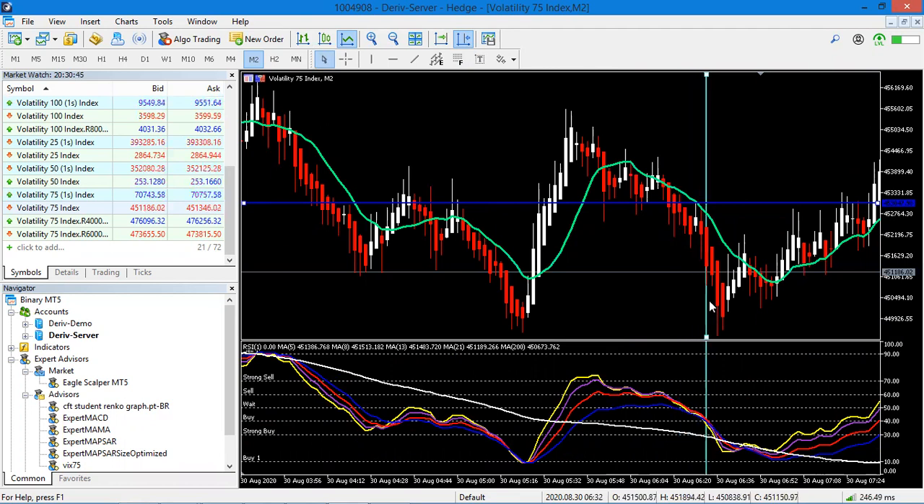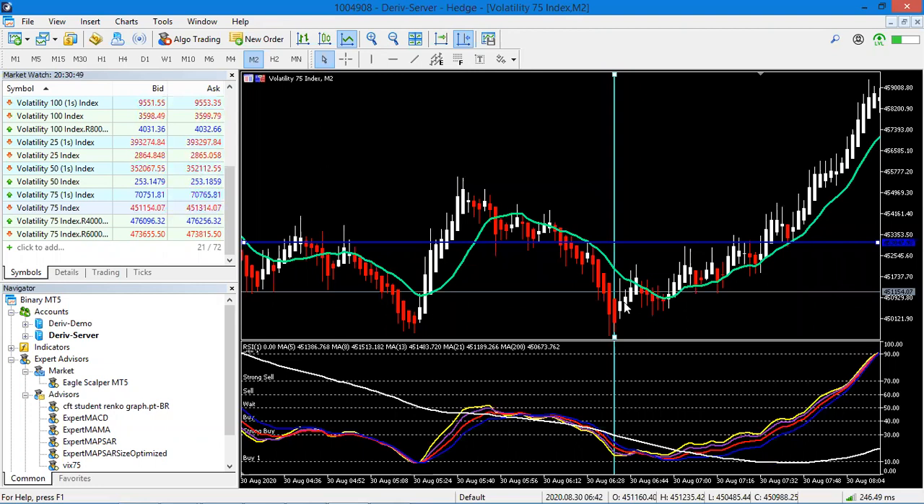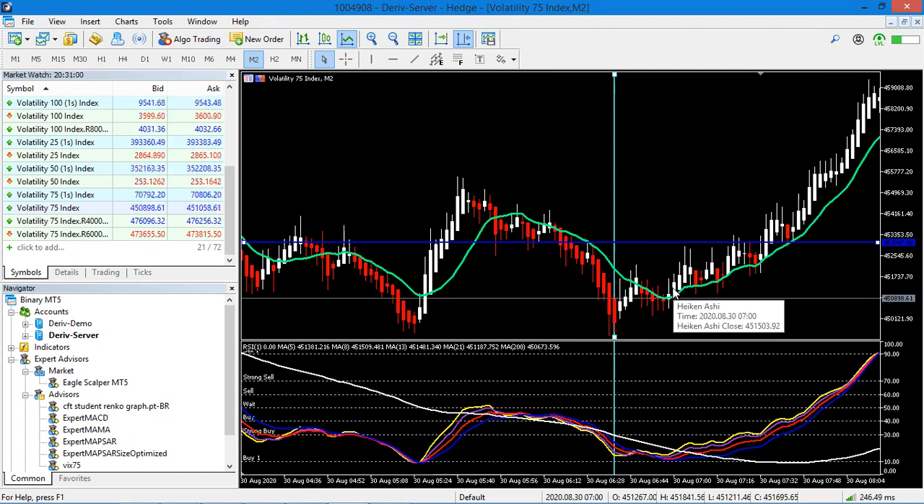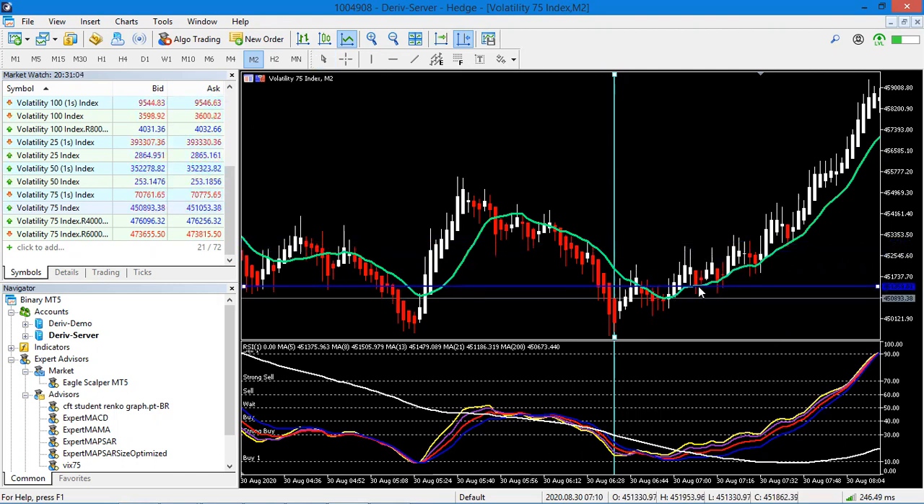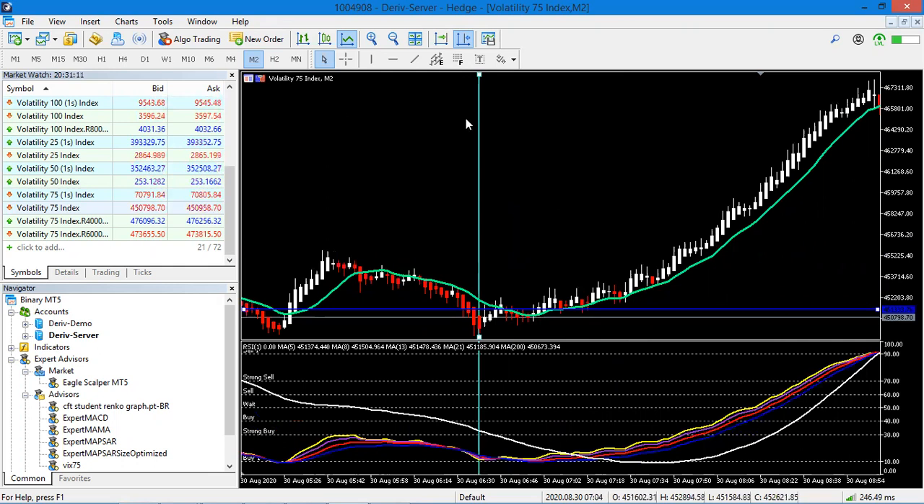So as the price went down, you wait for the candle to close above what? Above the moving average. This is a 2-minute chart, and this candle is the one which closed above. So this is where you buy. And look at what happened on the 2-minute chart. The market moved up. So this is why you buy.